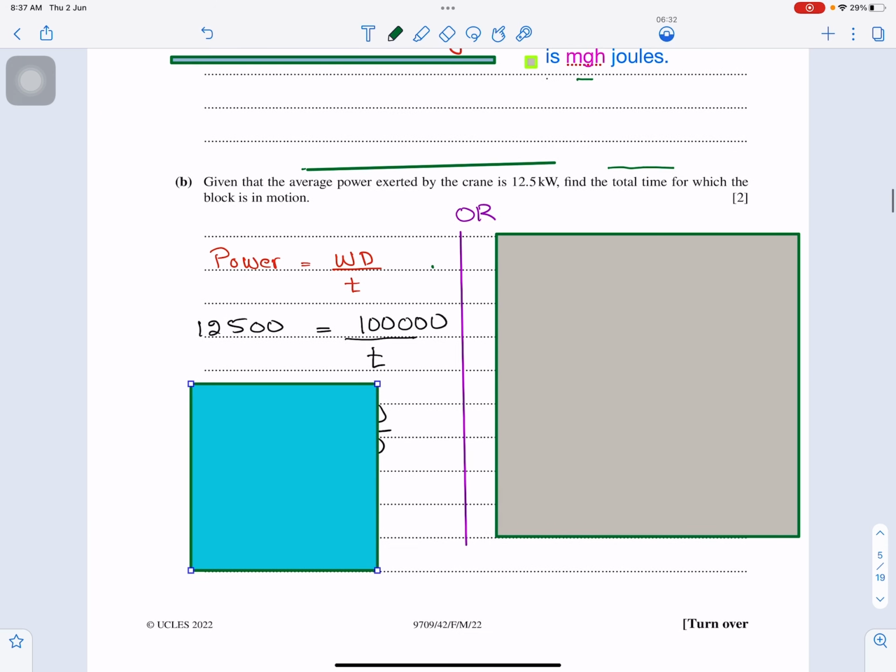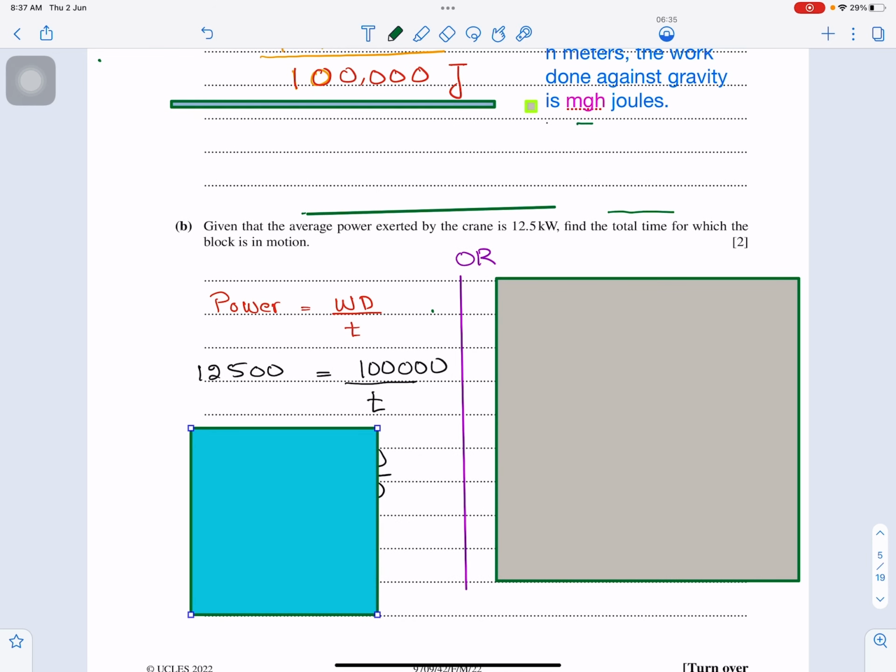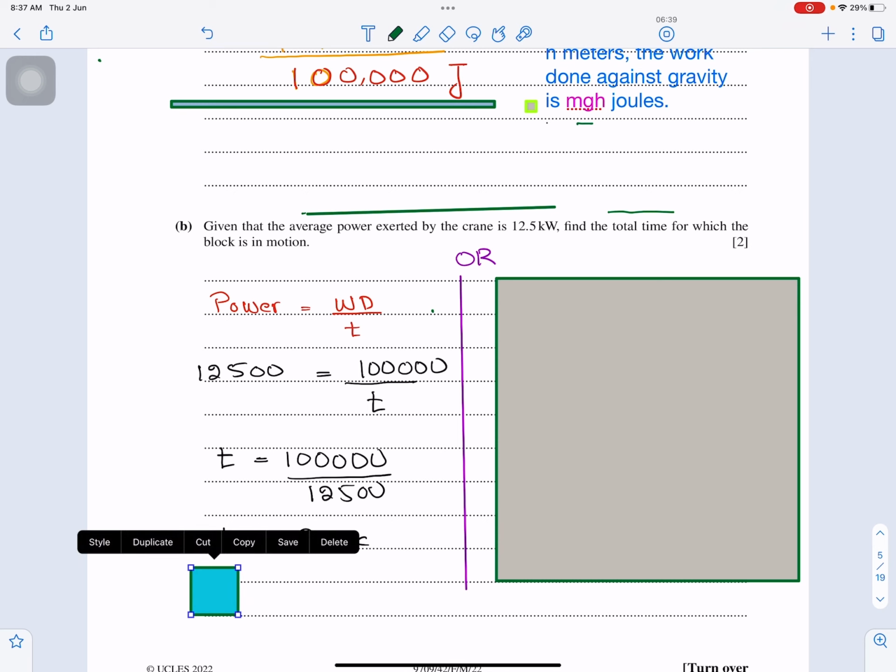So power is given to us in the question, which is 12,500, and work done we have calculated in part 1, which is 100,000. So you simply substitute the values here and calculate the time, which is 8 seconds, right? So power was given in the question, work done you have calculated in part 1, so you just substitute and get the time.